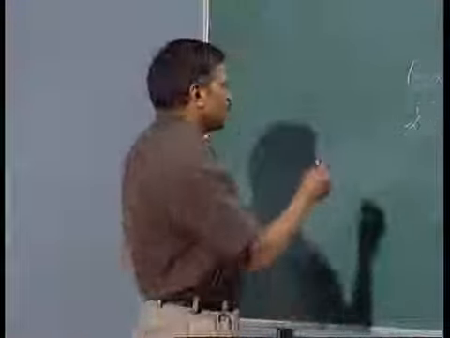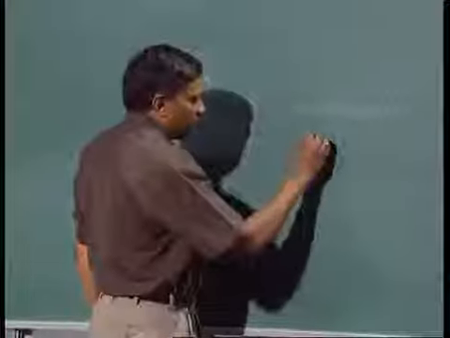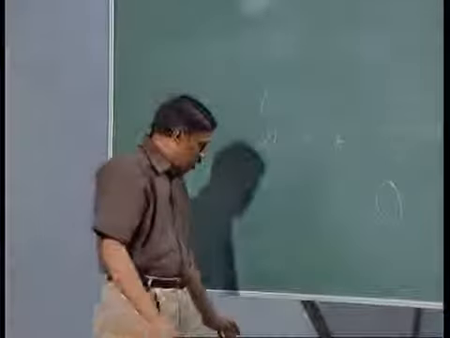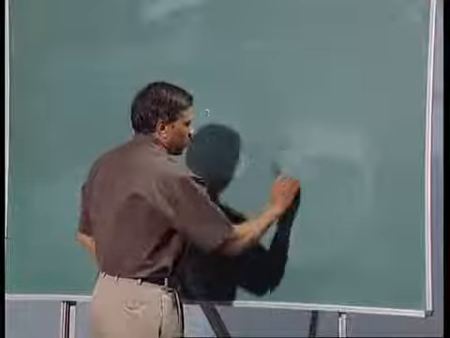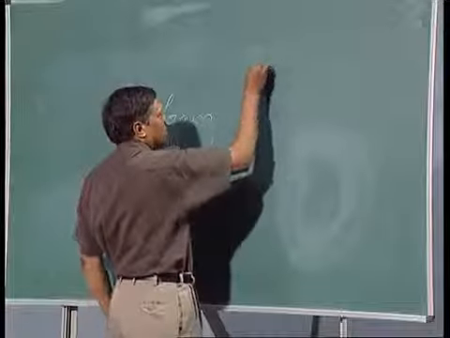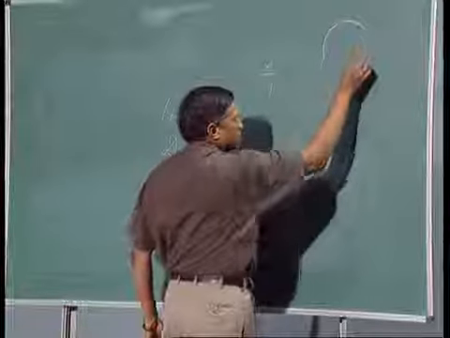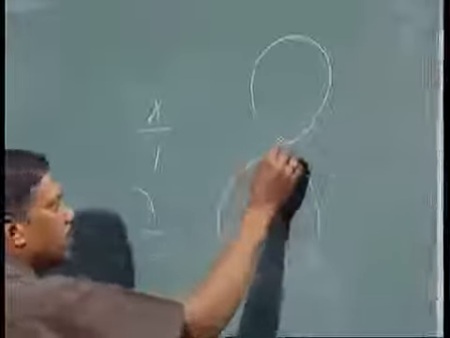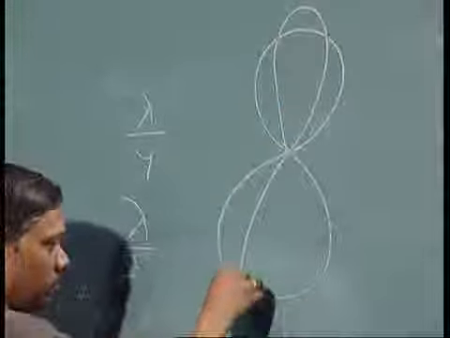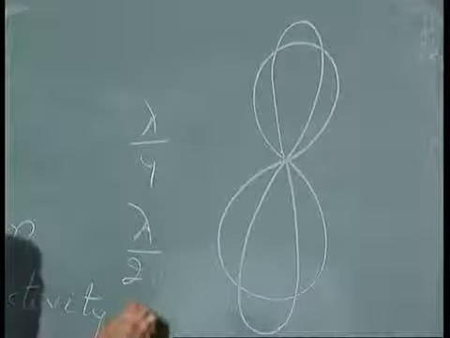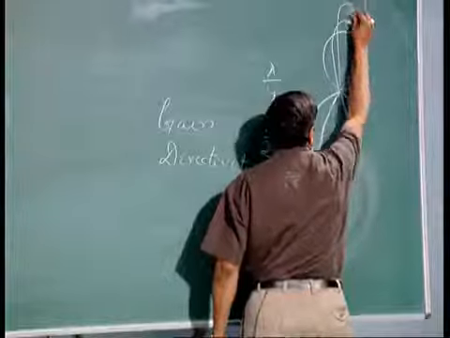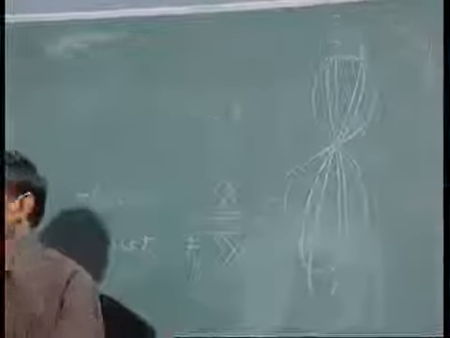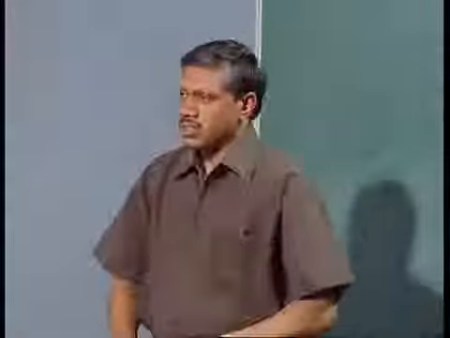For example, take the dipole antenna, which has a radiation pattern of figure of 8. Let us say for a lambda by 4 antenna, this is the pattern. When we make it lambda by 2, the pattern will be slightly more directional. When we go for lambda, this pattern will be further directional. So, this shows that the directivity and gain are increasing as the length is increasing.